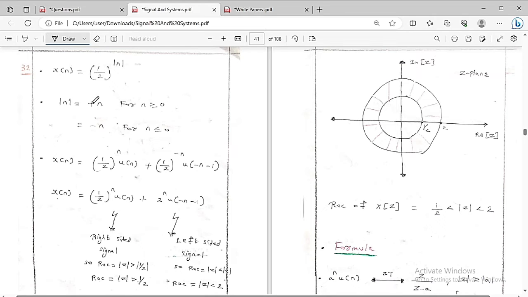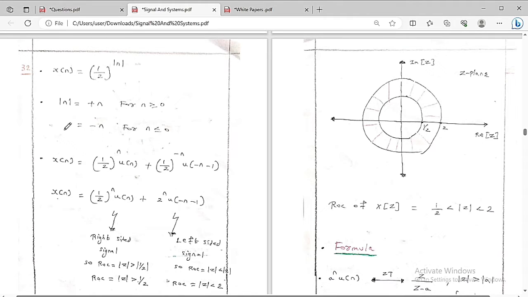So in the question, what are they given? They are given x(n), which is equal to (1/2) to the power of mod n. So for the signal, what is the ROC that we need to figure out? Mod n is nothing but n for n greater than or equal to 0 and is equal to minus n for n less than or equal to 0. So therefore we can say mod n is equal to plus n for n greater than or equal to 0 and is equal to minus n for n less than or equal to 0.